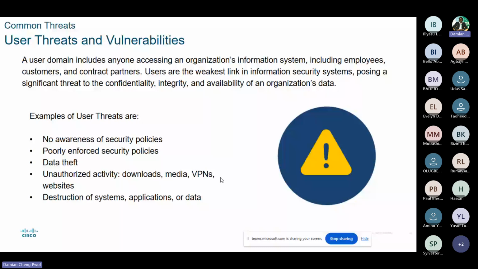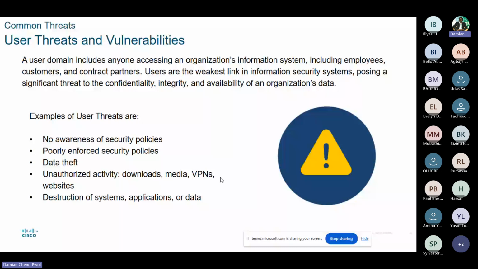Then data theft, unauthorized activity, downloads, media, VPNs, websites, these are unauthorized activity. There are some organizations that do not allow you to use VPNs, okay? Destruction of system, application, or data. So these are examples of user threats.